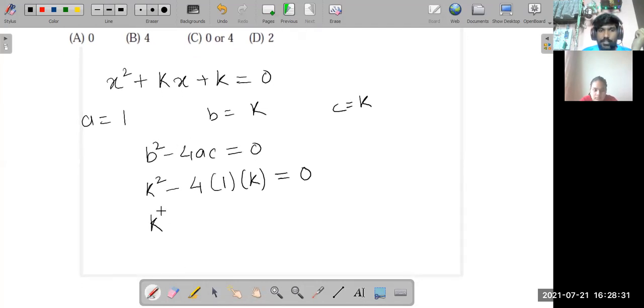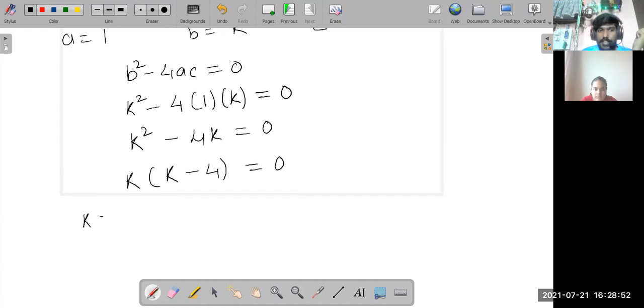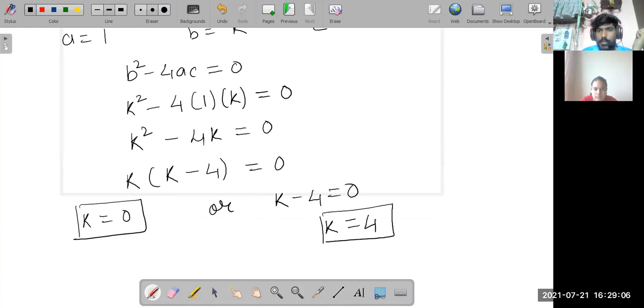So you'll have k square minus 4 into 1 into k, which is 4k, is equal to 0. Now note that from here you can take k common. When you take k common, inside the bracket you'll be left with k minus 4 is equal to 0. So either k is equal to 0 or k minus 4 is equal to 0. Taking minus 4 to the other side, k is equal to plus 4. We have got the value of k. It is 0 or 4.